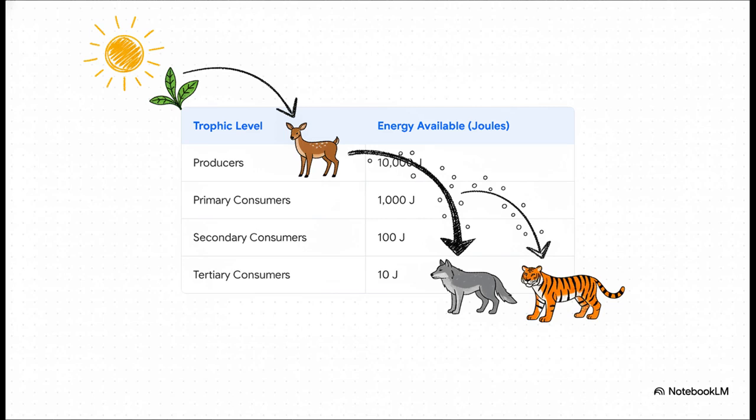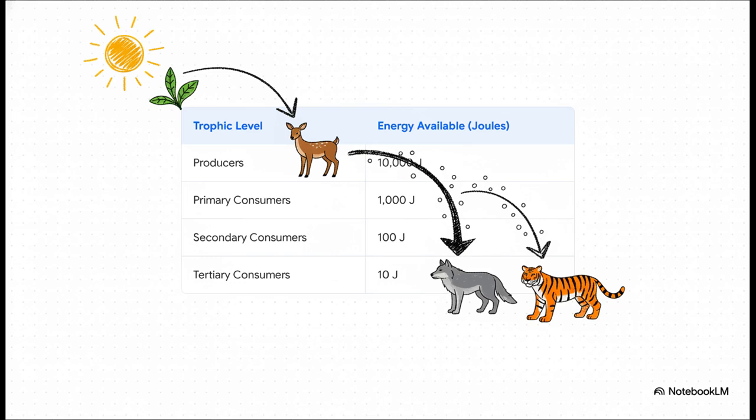Suppose the producers, the plants, have 10,000 joules of energy from the sun. Now, when the primary consumers eat these plants, how much energy will they get? Only 10%. So 10% of 10,000 is 1,000 joules. Okay? Now, when the secondary consumers eat the primary consumers, they will get 10% of 1,000 joules, which is only 100 joules. And finally, the tertiary consumers will get 10% of 100, which is just 10 joules.